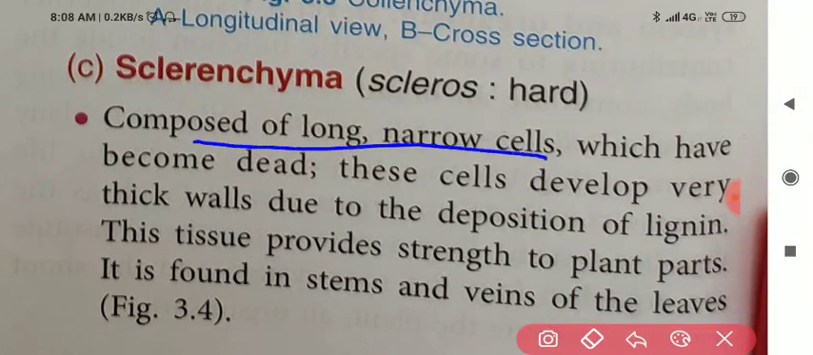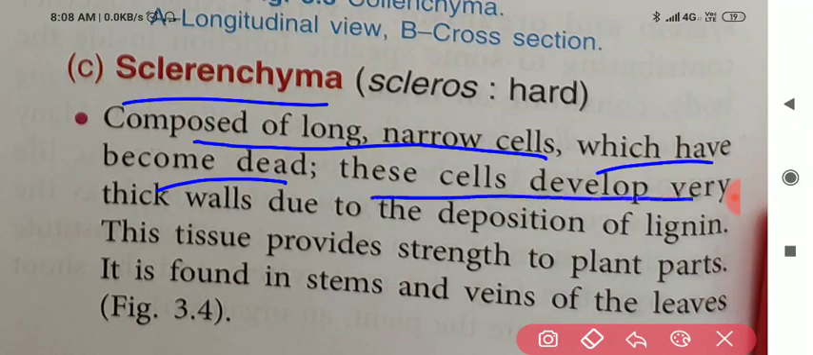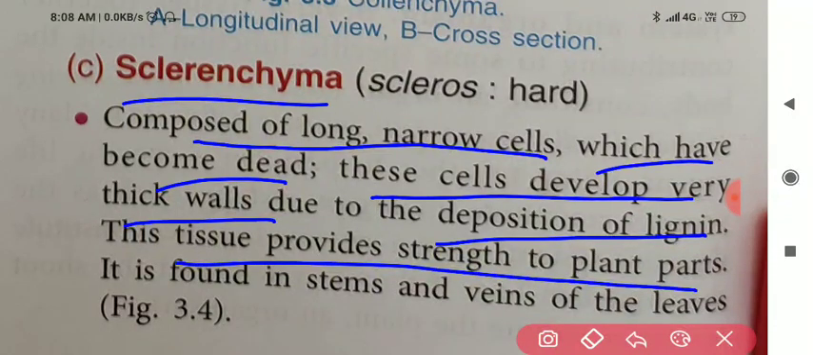Now, last we will discuss sclerenchyma, composed of long narrow cells which have become dead. So, sclerenchyma cells are dead cells. These cells develop very thick walls due to deposition of lignin. This tissue provides strength to plant parts. It is found in stem and veins of the leaves.